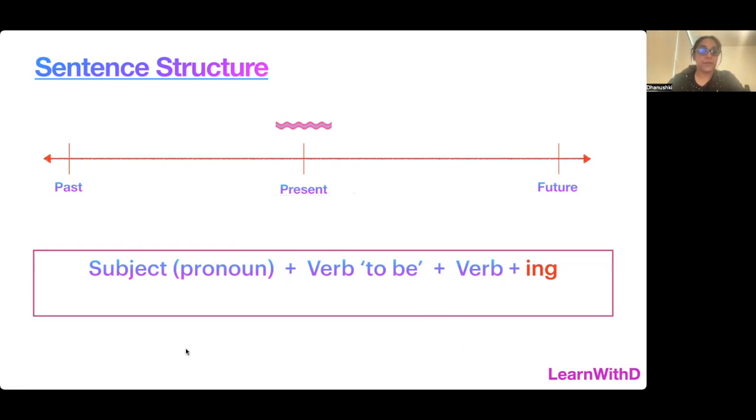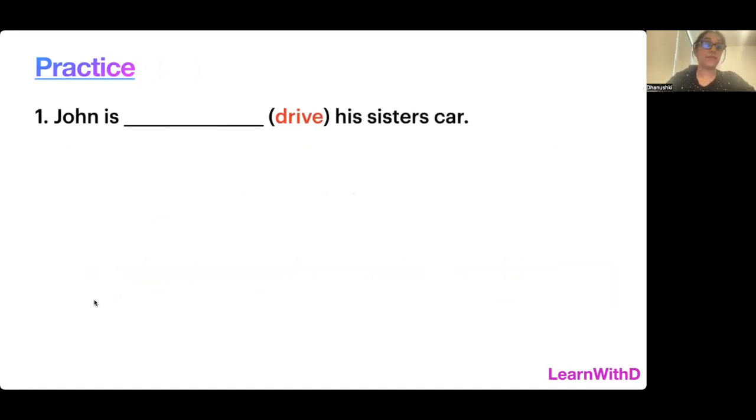All right. So let's look at the next slide, which is practice. Like I always say, practice makes perfect, right? So I'm going to give you a sentence first, and I'm going to give you a few seconds to try to figure out the answer on your own. And I'm going to put the answer after a few seconds and let's check if you got it right. Okay, first sentence. John is, verb is drive, his sister's car. Did you get that? John is driving his sister's car.